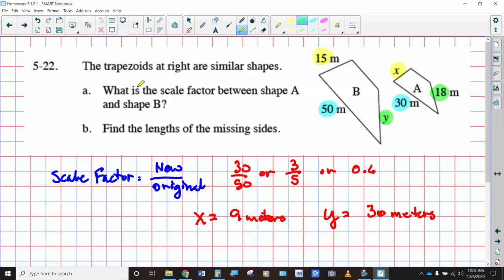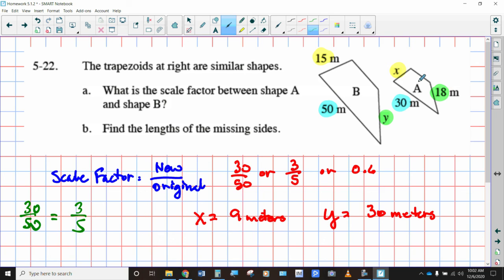It says that... see, this is the thing. It doesn't always tell us which one was the original. It sort of implies that you went from B to A, and some people look at this statement and think you went from A to B. So how do you know which one was the new and which one was the original? I'm going to say it doesn't matter, because we're just going to take this ratio of 30 over 50 and simplify it down to 3 over 5.